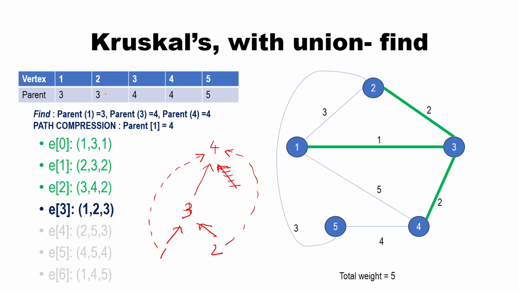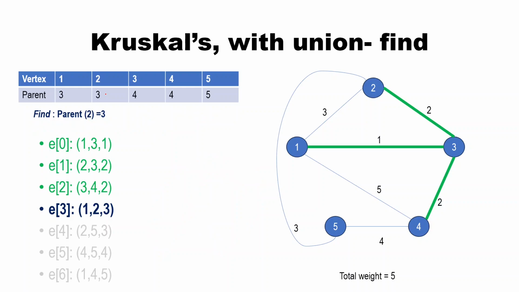This optimization matters. So now edge 1 comma 2, we checked for 1. Similarly, we'll check for 2. So parent of 2 is 3, parent of 3 is 4, and parent of 4 is also 4. So by path compression, parent of 2 will be 4. So ultimately, you can say that the parent of 1 and 2 both are 4 in this case. Therefore there is a cycle, and because there is a cycle, you cannot add this edge to the forest or the answer or your minimum spanning tree.